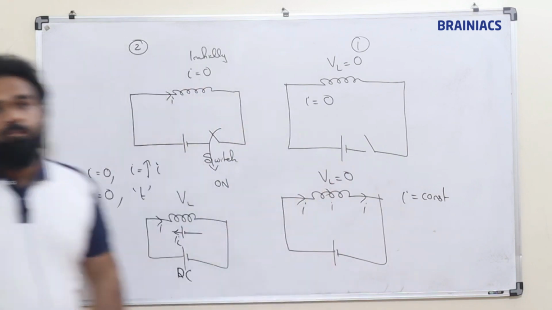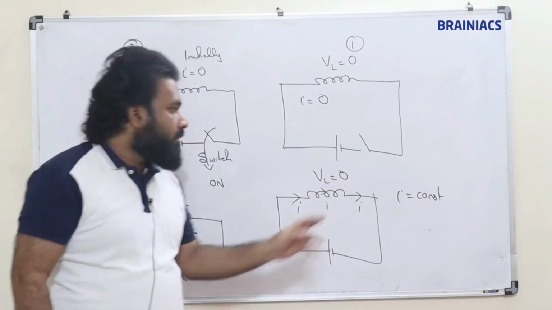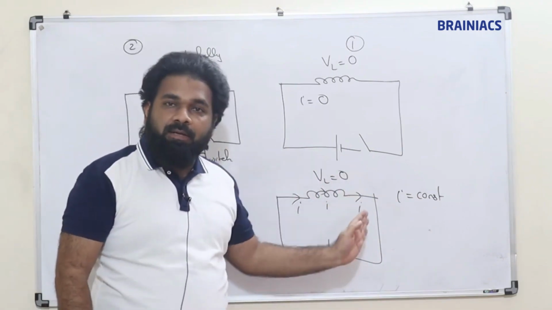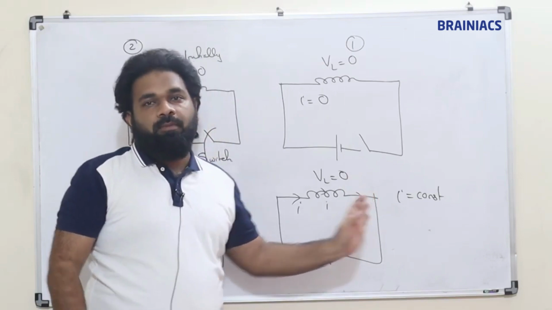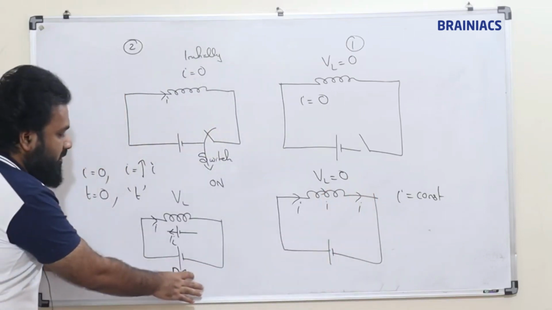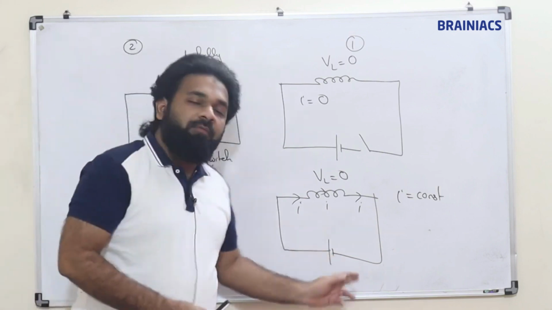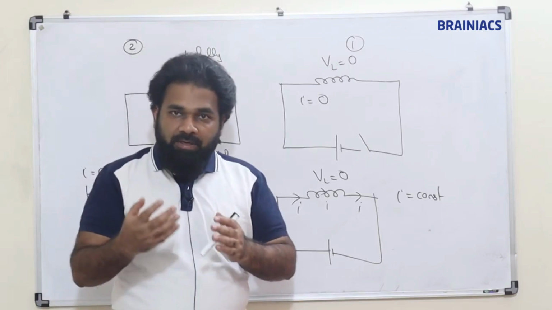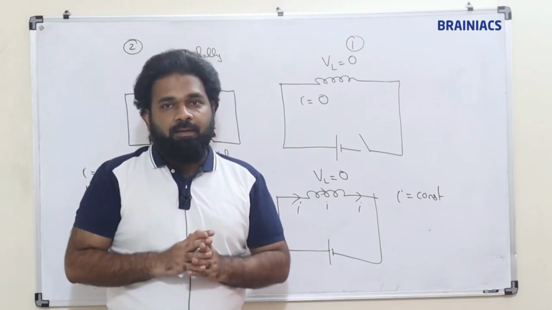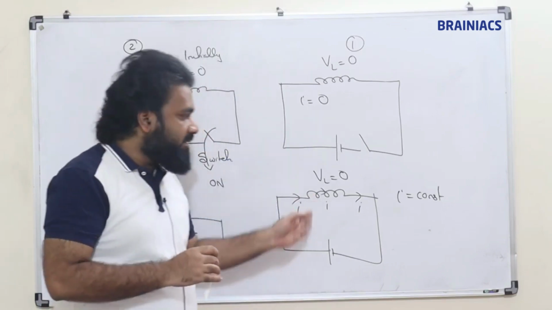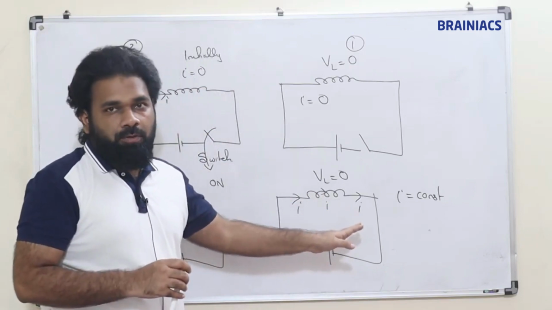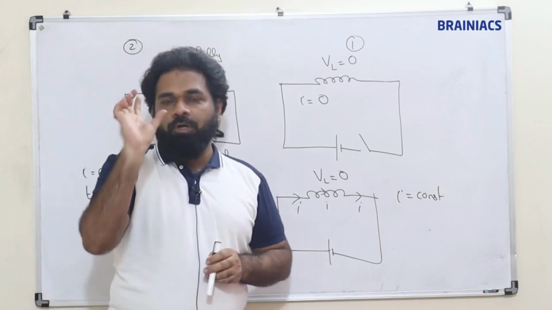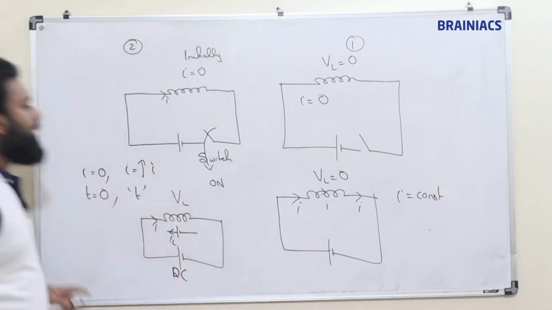Clear? Pause the screen and note it down. Once the current is constant, there is no induced EMF. I am telling you in terms of DC. When we connect a DC source, initially there will be an induced EMF which will oppose the current. Then once the current settles down in the circuit, there will not be any induced EMF. This happens for a short duration of time. Clear? Note it down.